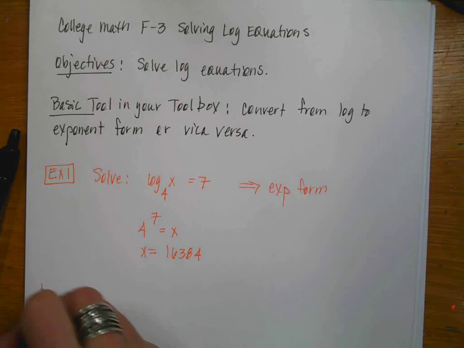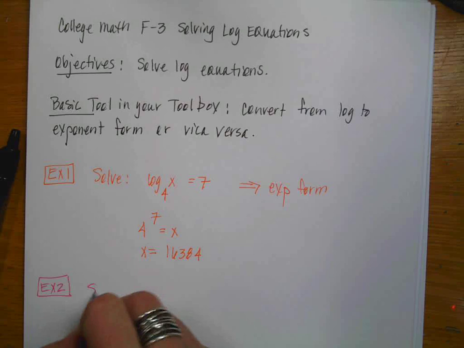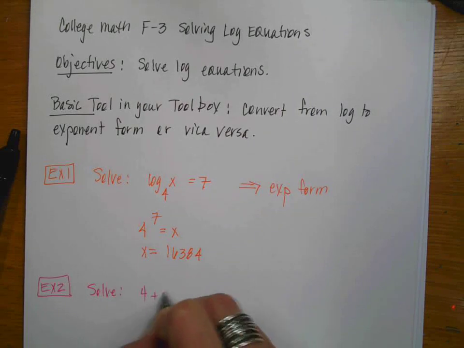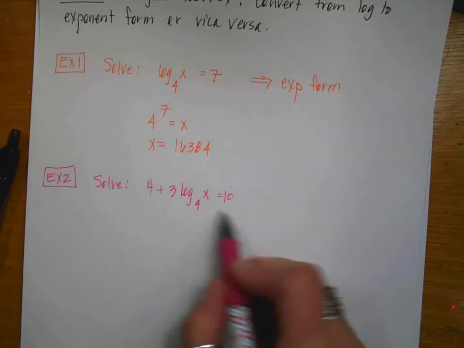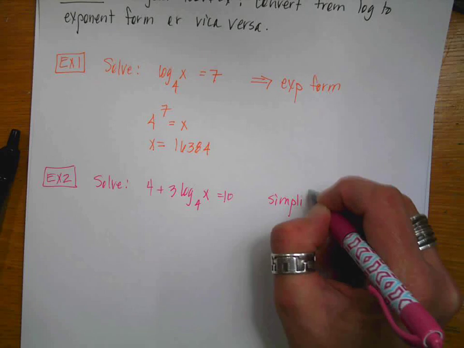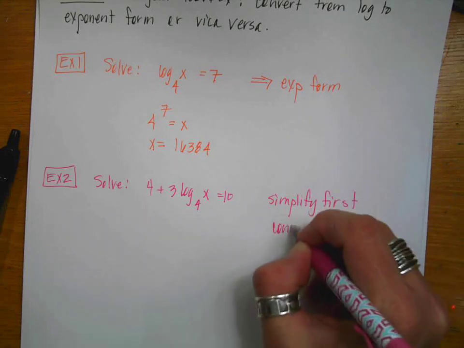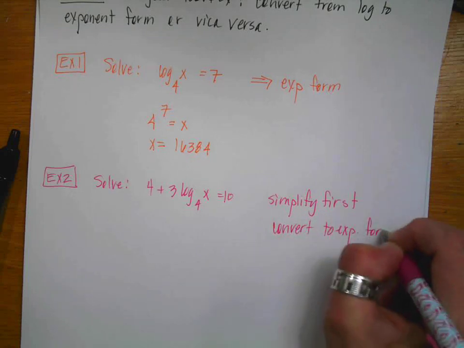For example number 2, the directions are still going to say solve. And this time it's going to look a little bit different. 4 plus 3 log base 4 of x is 10. Oops, forgot this is the 1. So now we have a little bit more algebra to do, but I'm going to simplify first, and then I'm going to convert to exponent form.